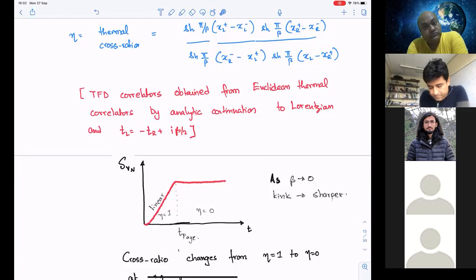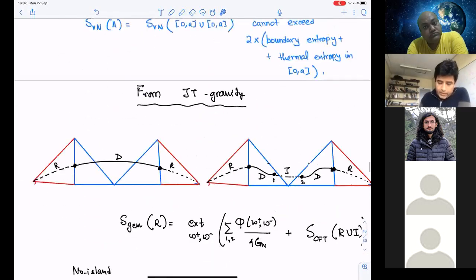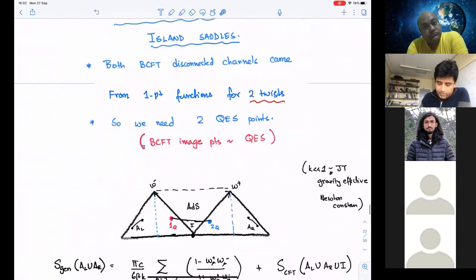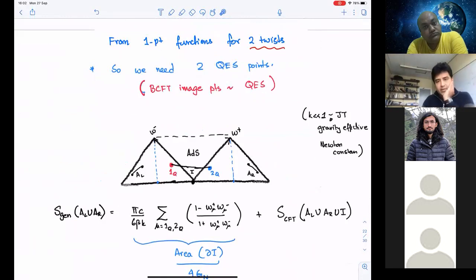Another question: can we define the island near the singularity, or how do we choose the boundary of the islands? Yeah, that's a good question. The invariant information is in the location of the quantum extremal surfaces. The island itself is just some Cauchy slice, which lies in the causal development associated to these quantum extremal surface points. As long as it is some space-like slice there, it doesn't matter exactly what this curve is.